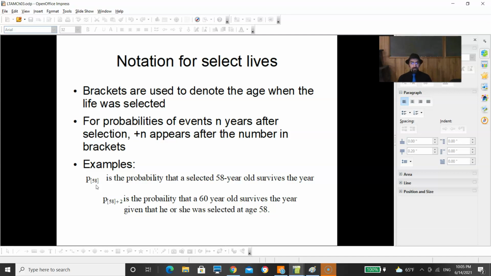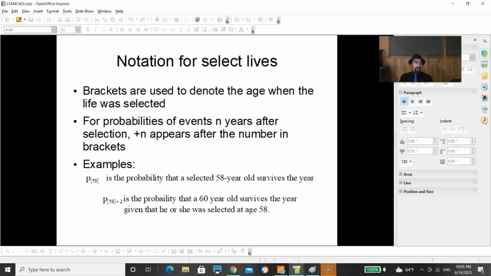Now, I mentioned that there's typically a 3-year window. And obviously you don't go from better mortality, better mortality, better mortality for the first 3 years to suddenly being all the way back at normal. No, it generally slides in a little more smoothly. How do you handle that in the notation? So suppose it's a 3-year select period, and you were selected 2 years ago. So you were selected at age 58, and you're now age 60.